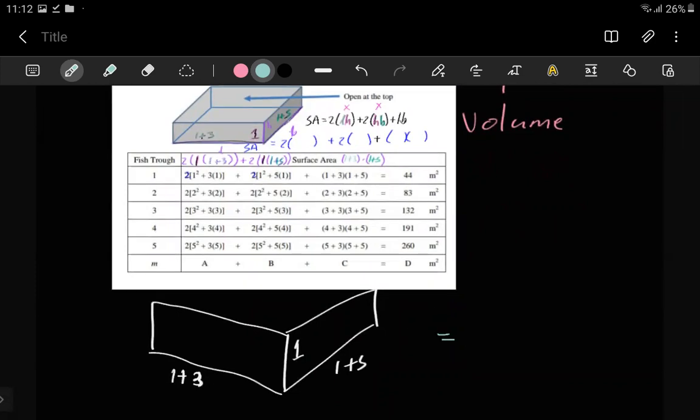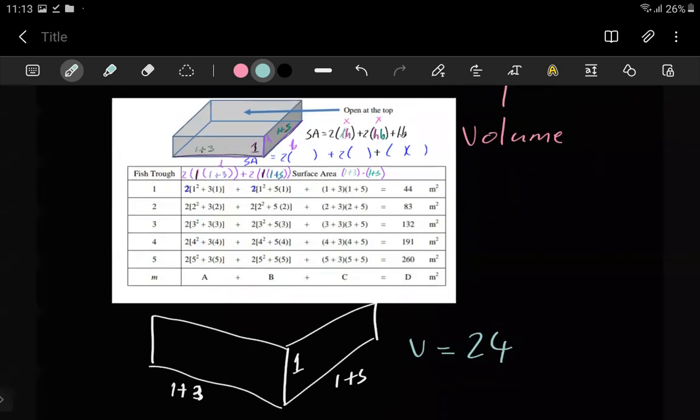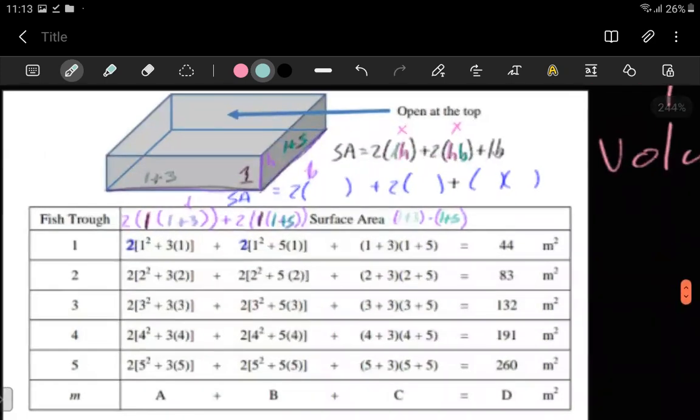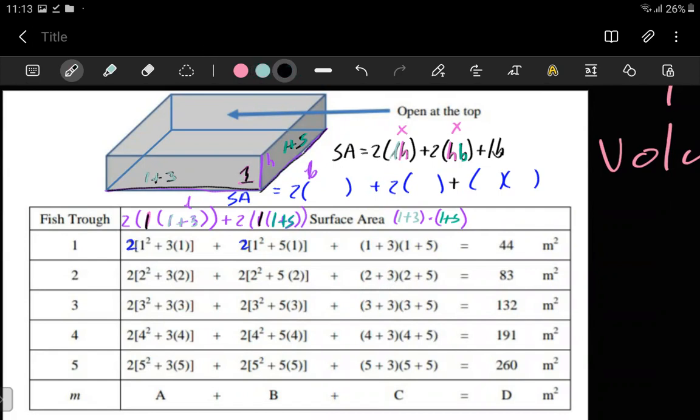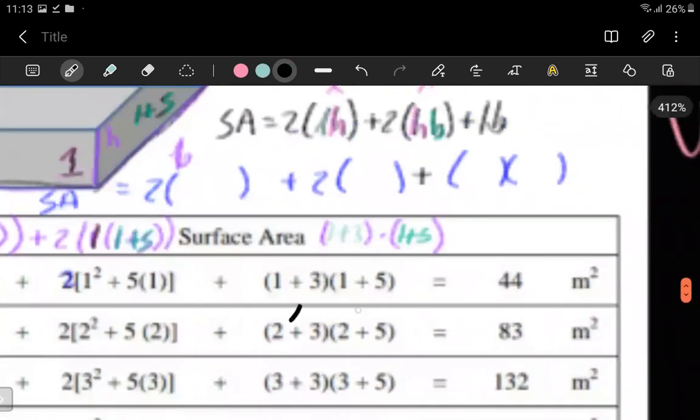The volume originally here is just this times this times this. This is going to be 4 times 1, which is a 4, times 6, which is going to be like 24. That's the volume. And then we know that if we're looking at what we have going forward, this could still easily be representing length times breadth.